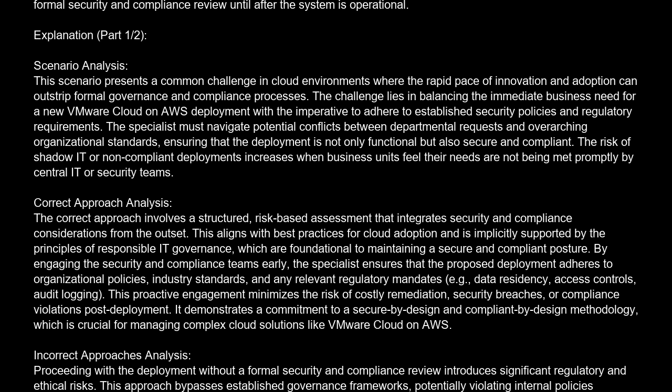By engaging the security and compliance teams early, the specialist ensures that the proposed deployment adheres to organizational policies, industry standards, and any relevant regulatory mandates, e.g., data residency, access controls, audit logging. This proactive engagement minimizes the risk of costly remediation, security breaches, or compliance violations post-deployment. It demonstrates a commitment to a secure by design and compliant by design methodology, which is crucial for managing complex cloud solutions like VMware Cloud on AWS.